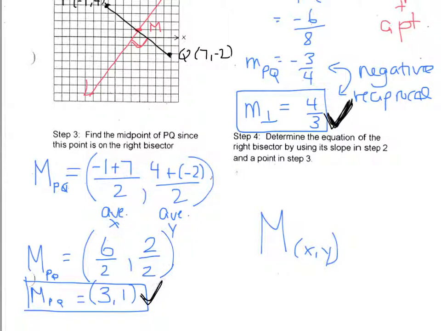So quick check mark, that means we've checked it and we have done a good job. So the next step, and the final step, is to calculate the equation of the right bisector.